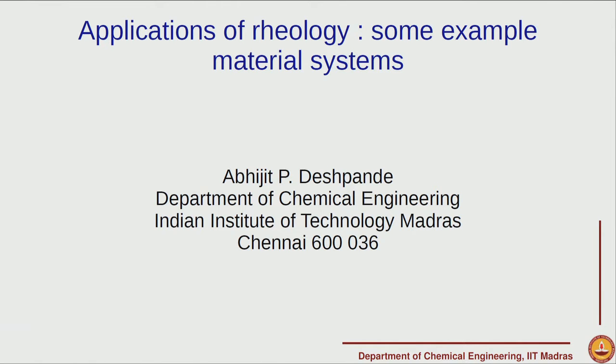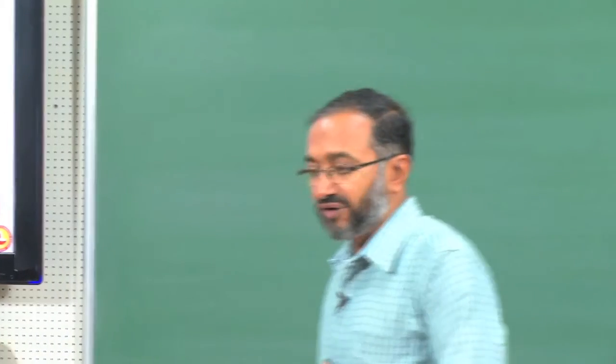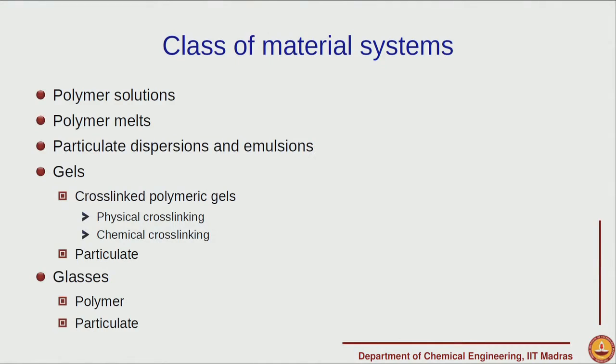The example material systems belong to different classes, so to begin with we will just look at the overall set of materials. I already mentioned that there are two broad classes of material systems that we will see, macromolecular and multiphase. The classes we will generally see begin with polymer solutions.